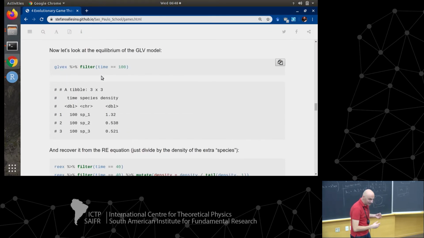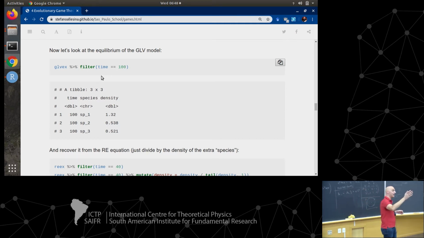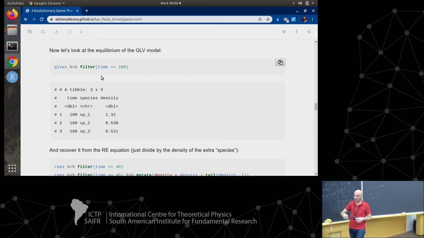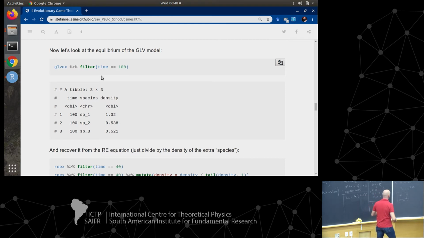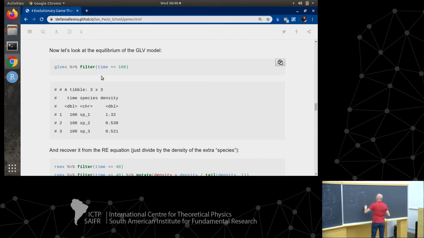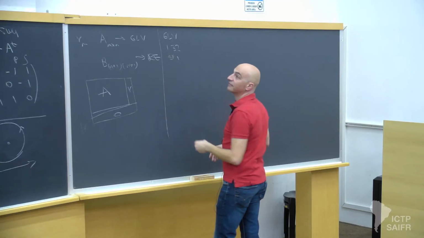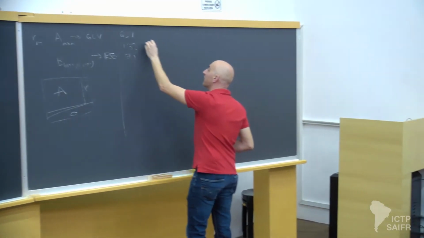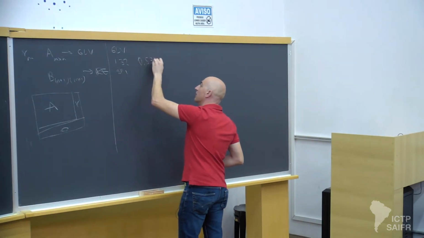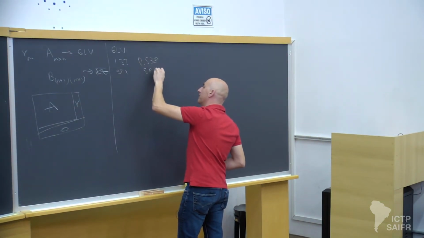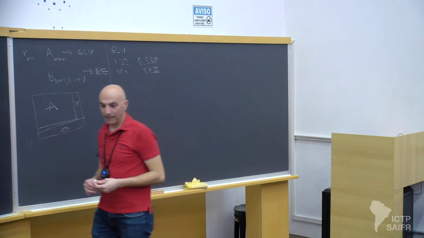All right, so first let's look at the equilibrium of the Lotka-Volterra model. If I just go into my dynamics and take the last time step, you see that it went to an equilibrium, and this is my equilibrium. So let's write it somewhere so that we remember. We have 1.32 for species 1, and then let's write only 2 because the third, this is 0.538 for species 2. Okay?